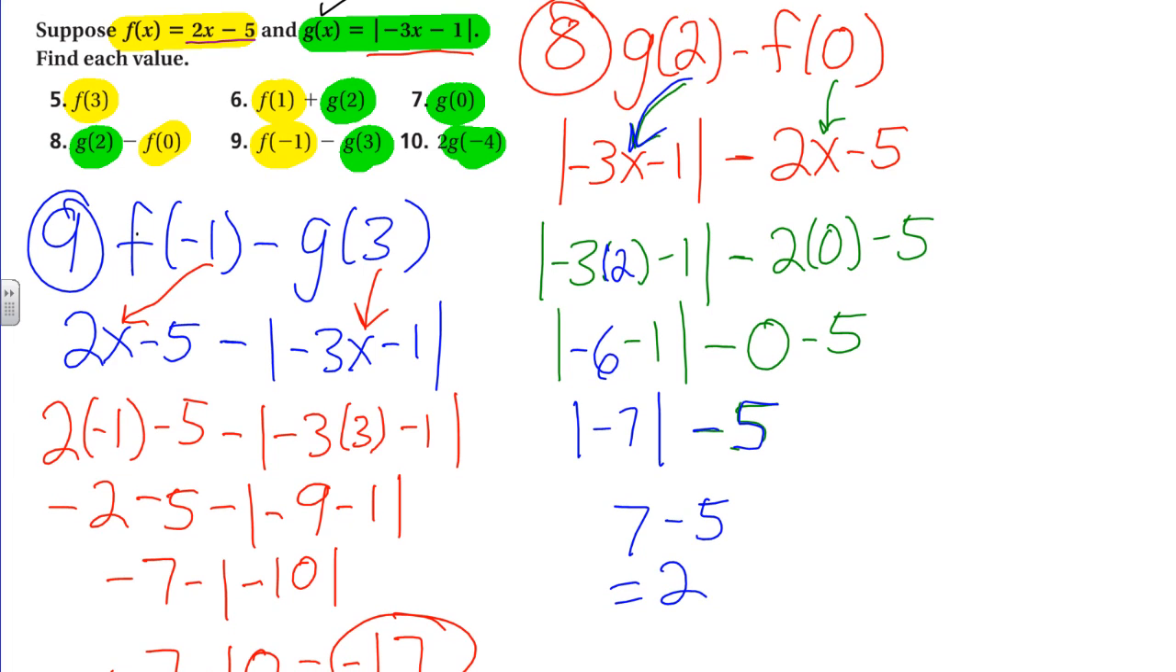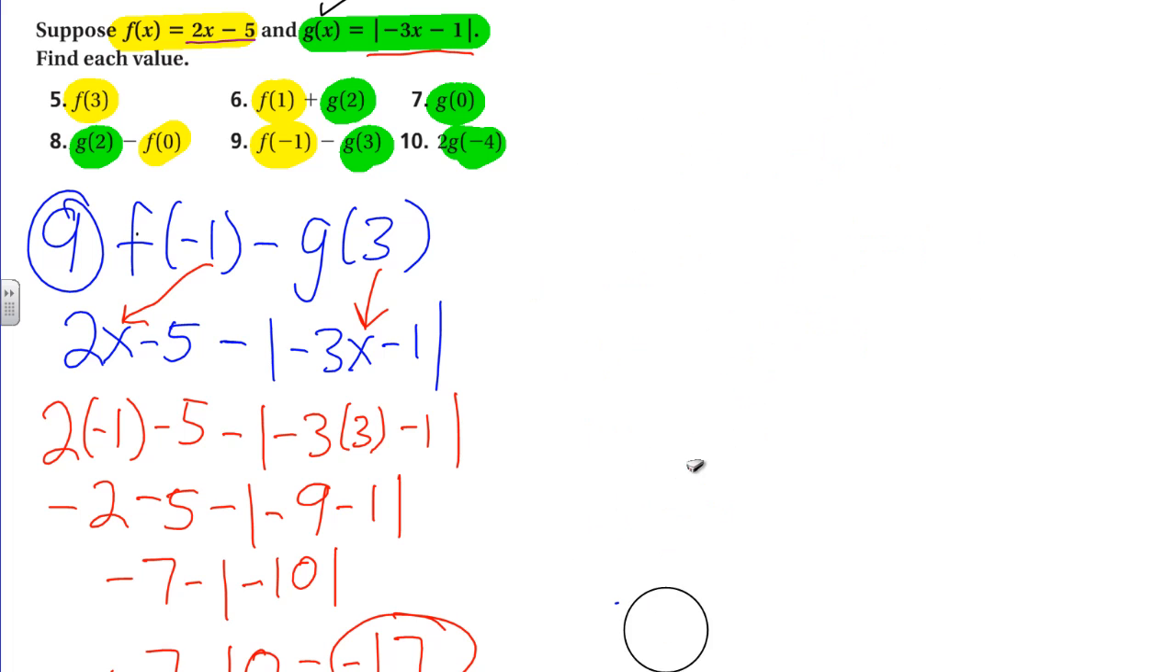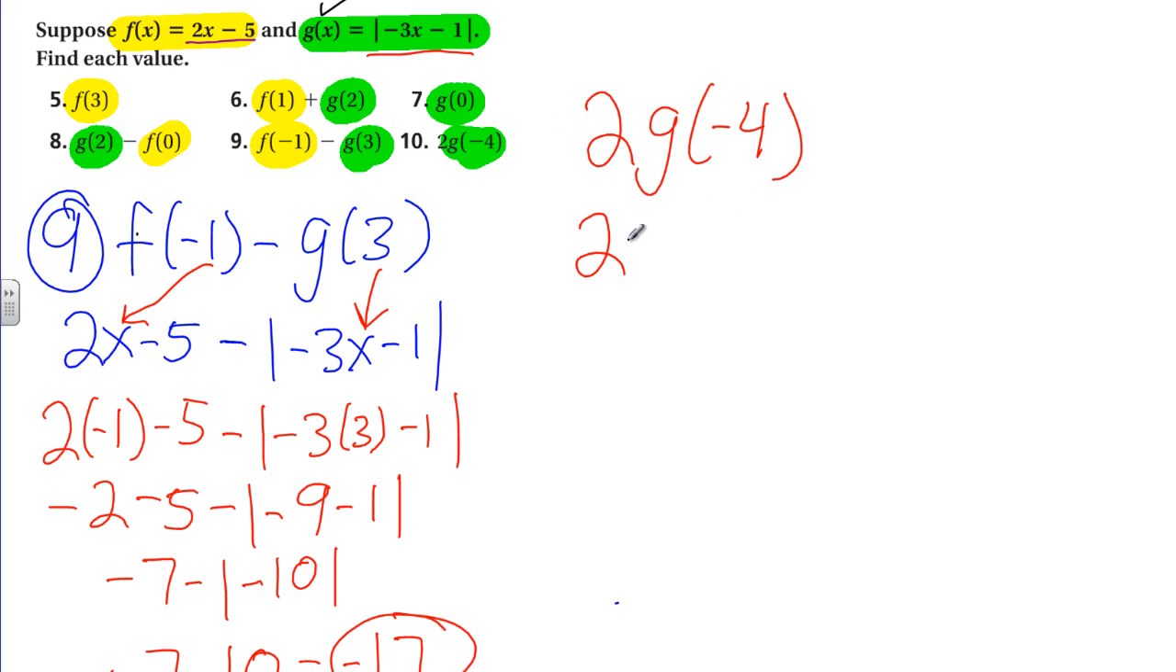And then let's try the last one here, number 10. So on 10, you have 2 times g of negative 4. So we need to use the g function. So we got 2 times the g, which is negative absolute value of negative 3x minus 1. And then we need to put the negative 4 in for the x.